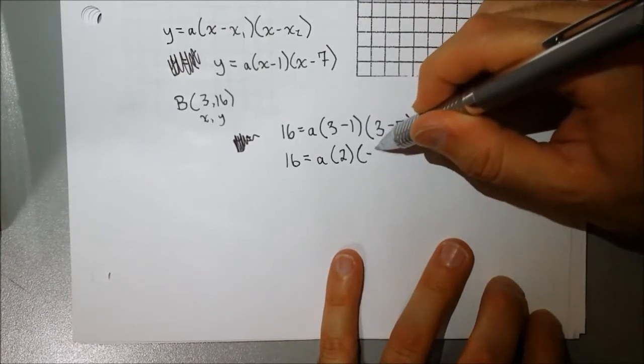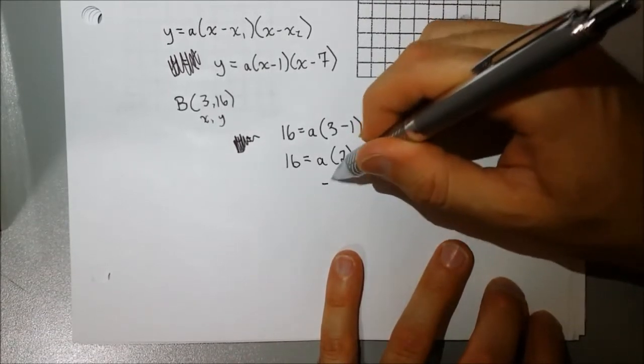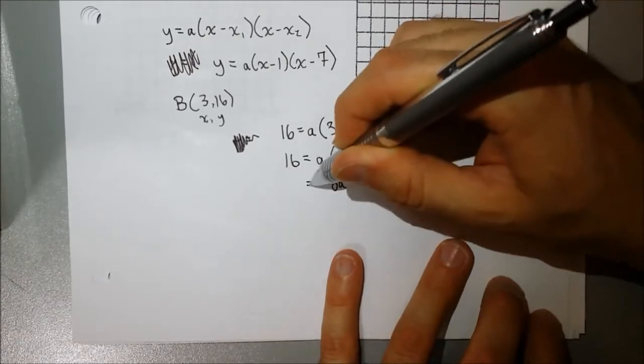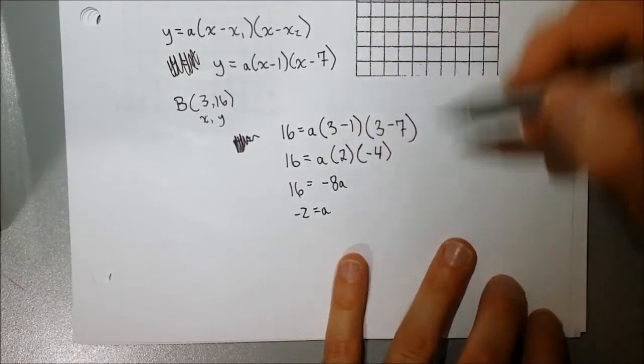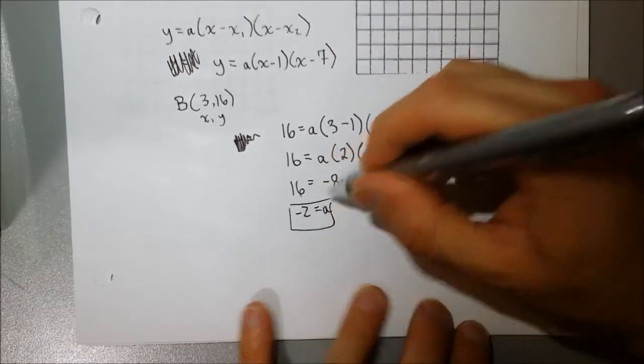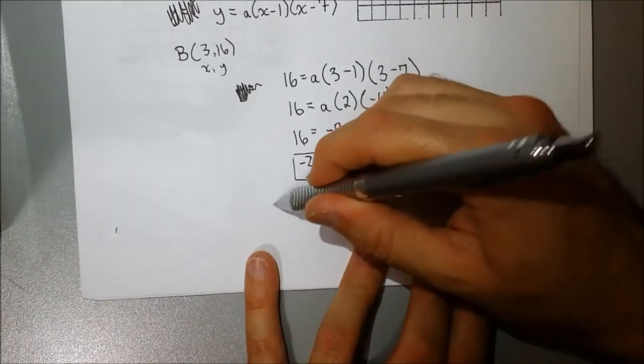3 minus 7, that gives me negative 4. So I get negative 8 times a. That's equal to 16. So easy enough. A is negative 2. I can now go ahead and finish writing my equation.